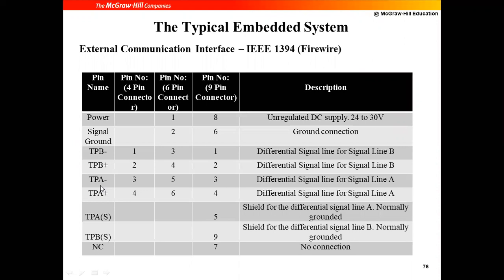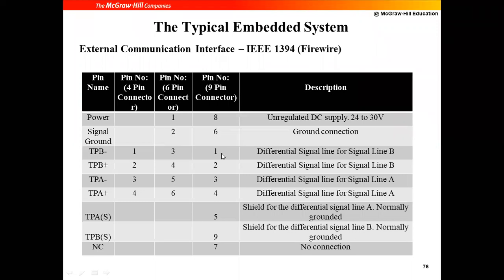Okay, so if I consider the 6-pin connector, here you can observe, along with signal line A and signal line B, you have two more pins. Okay, that is the power as well as the ground pin. As I told you, this particular connector can carry power to external devices also. Along with that, a ground pin is also there.